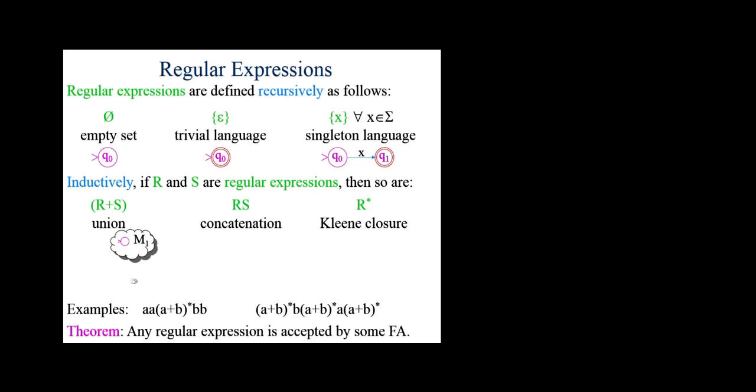So if you have a machine that accepts the language denoted by R, and you have another machine, M2, that accepts the language denoted by S, to accept the language denoted by the union of R and S, you can take a super initial state, and with epsilon transition to the initial states of these two machines respectively. And once you do that, you end up in both machines.